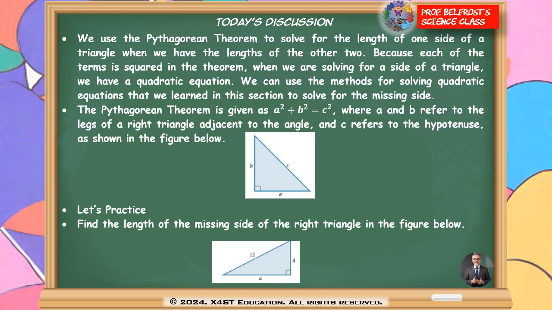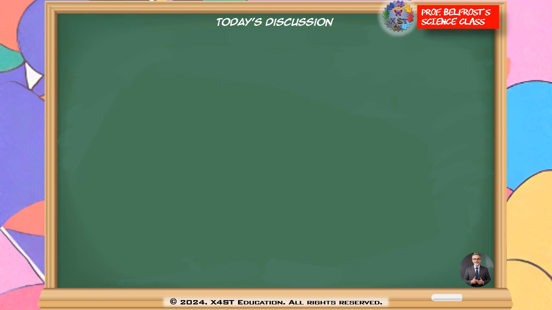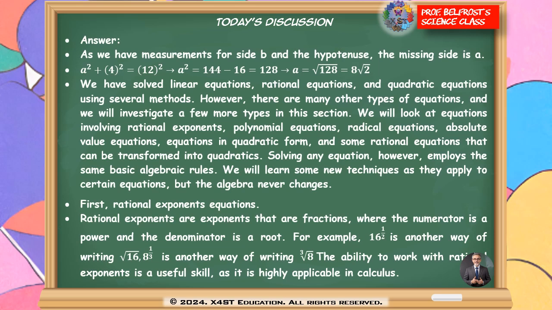And let's see how we can apply the concept we have learned so far by utilizing the Pythagorean theorem. Okay, so here's the example. Find the length of the missing side of the right triangle in the figure below. So we need to find a, given a hypotenuse of 12 and the other side of the right triangle being 4. So we can apply the formula. a squared plus 4 squared equals 12 squared. So a squared is 128. So a is square root of 128, and it is 8 times square root of 2.